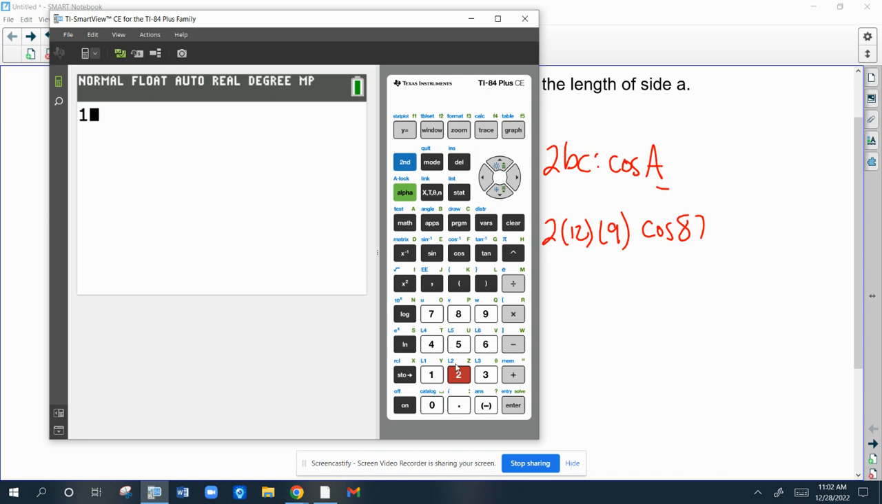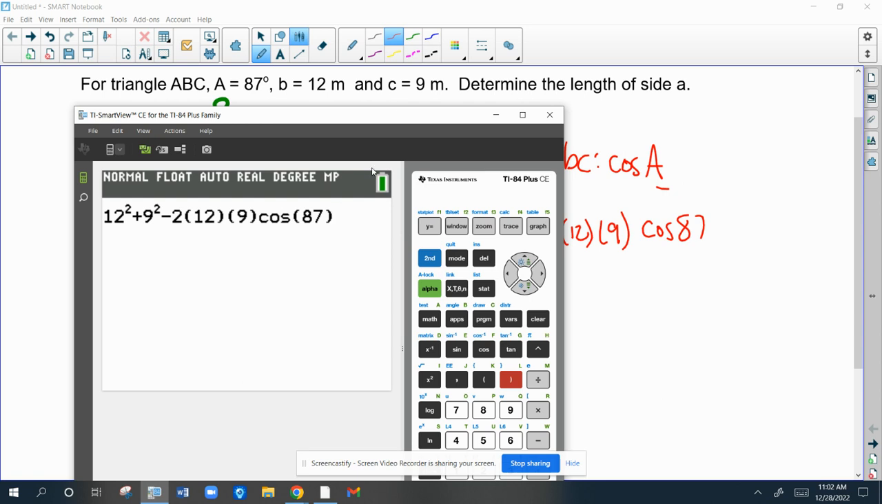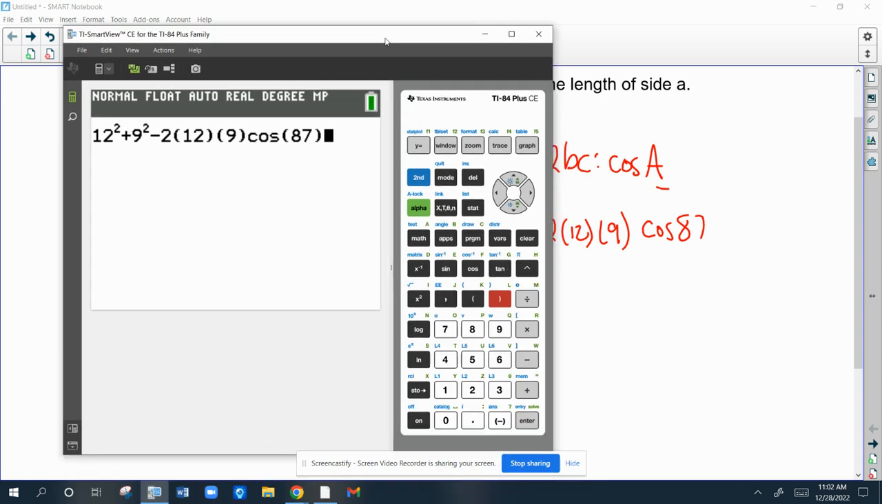So I have 12 squared plus 9 squared minus 2 times 12 times 9 times the cosine of 87. So that looks exactly how it should look. I'm pretty sure about this answer, which is 213.695.